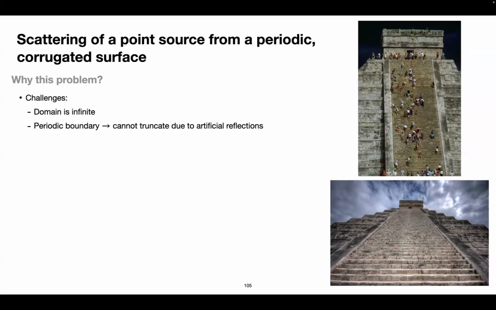So what that means is that you're going to have large errors. In fact, order one errors. So you're going to get 0 digits of accuracy. So truncation is not a good idea here.